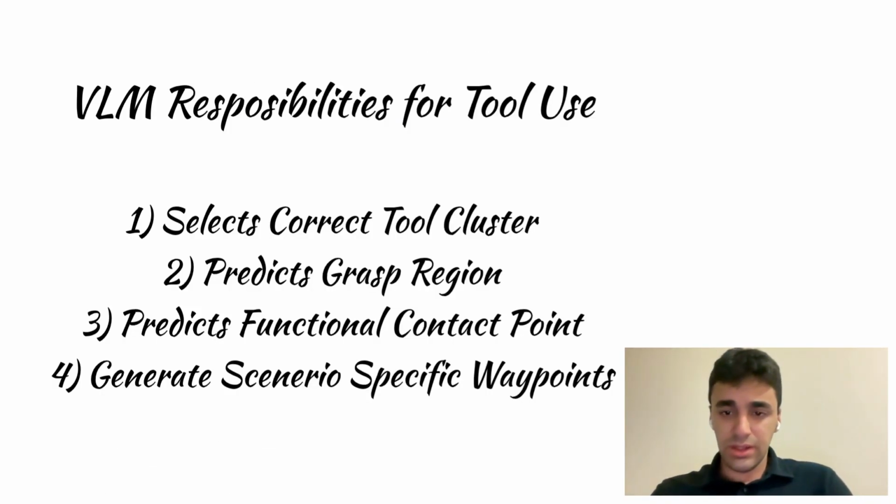So in summary, the VLM does not directly control the robot. It proposes semantically meaningful tool use key points and waypoints. Then the geometric module converts these image level predictions into precise 3D points that can be used by the Grasp Planner and the Como Trajectory Optimizer.